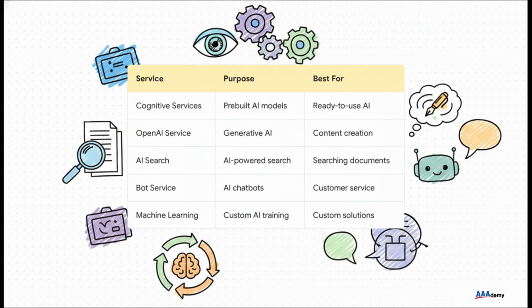So, let's do a quick recap of our toolkit. We've got cognitive services for pre-built, ready-to-go AI. We've got OpenAI for creating new stuff, AI search for finding information, bot service for having conversations, and machine learning for when you need to build something totally custom from scratch. 5 powerful tools, each with a very clear job.